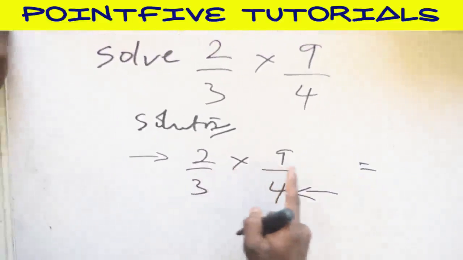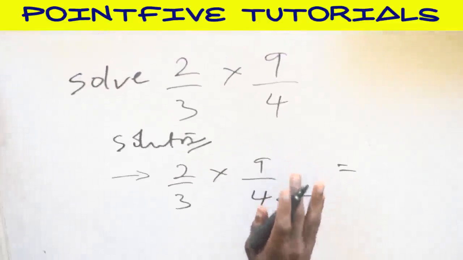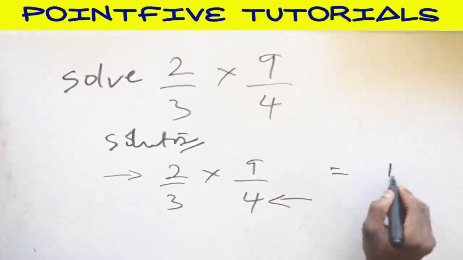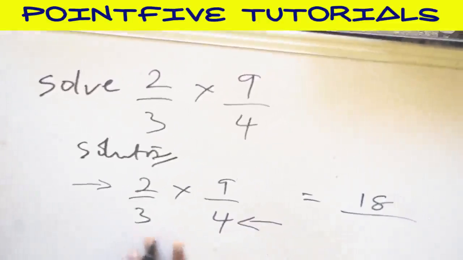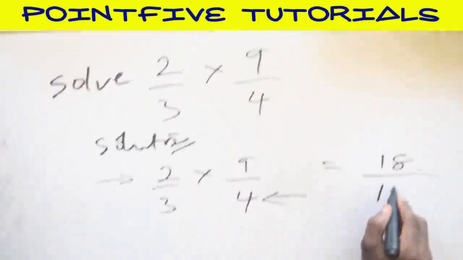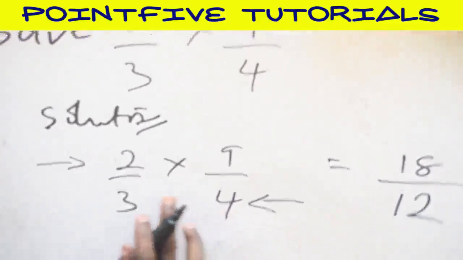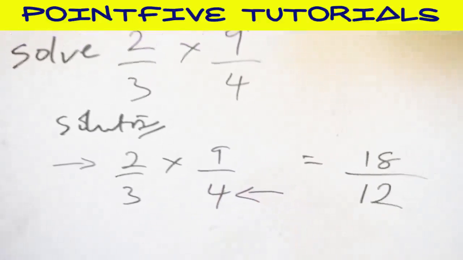So we have 2 will multiply 9 to give you 18, all over 3 will multiply 4 to give you 12. Do not say this times this times this. No, do not do that.